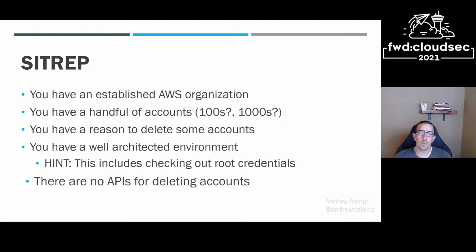And we're going to assume you have a well-architected environment. So I'm not going to go into a lot of recommendations on how things are, but there'll be one or two. And one of those is we're going to assume that we have our root accounts properly protected. And so for every account that we touch, we're going to have to check out the credentials and use MFA to log in. So you're talking 3 to 5 minutes per account. Obviously, as you get to hundreds and thousands, having to do that every time is going to get time costly. And then finally, there are no APIs for deleting accounts. So we're talking about clicking buttons in a UI. That's one of the big challenges with deleting a lot of accounts.